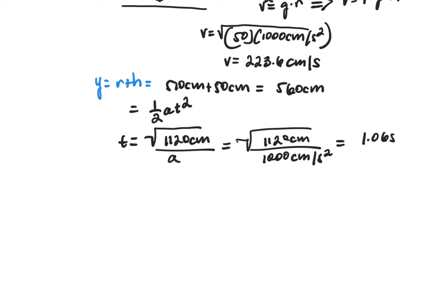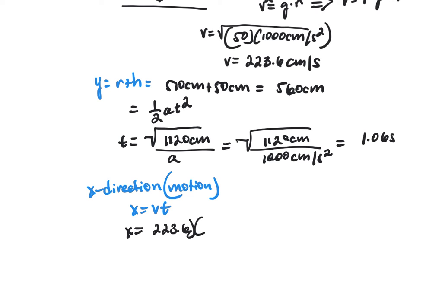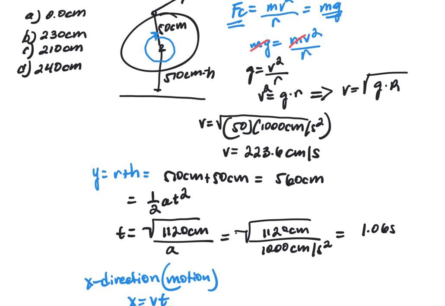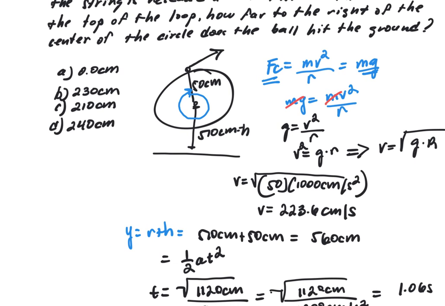Now we're gonna solve for our x direction, or in other words, the motion in the x direction, and we're gonna use the formula x equals velocity times time. So our velocity is 223.6, and our time is 1.06 seconds, which comes out to 233 centimeters. So that's the answer, 233 centimeters. If we round up, we're gonna get D.